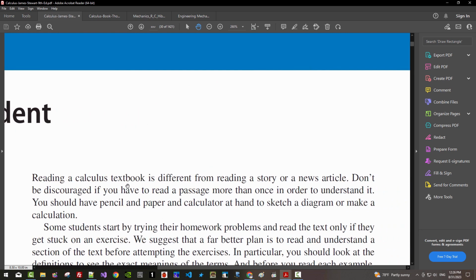Reading a calculus textbook is different from reading a story or a news article. Don't be discouraged if you have to read a passage more than once in order to understand it. You should have pen and pencil and calculator at hand to sketch a diagram or make a calculation.